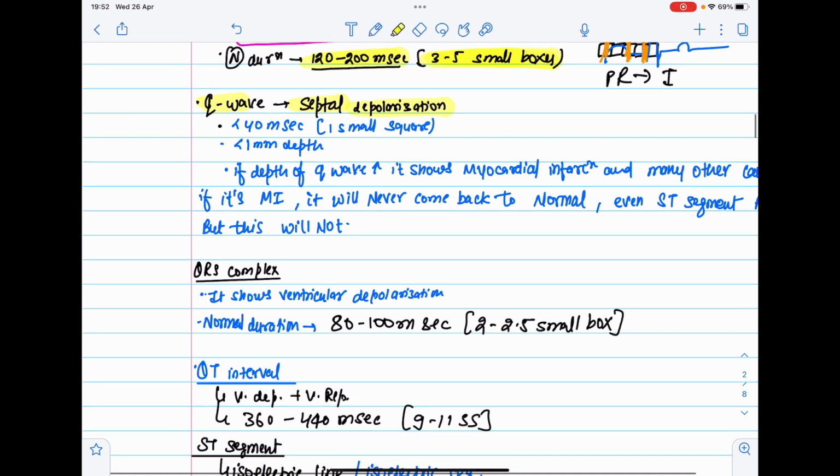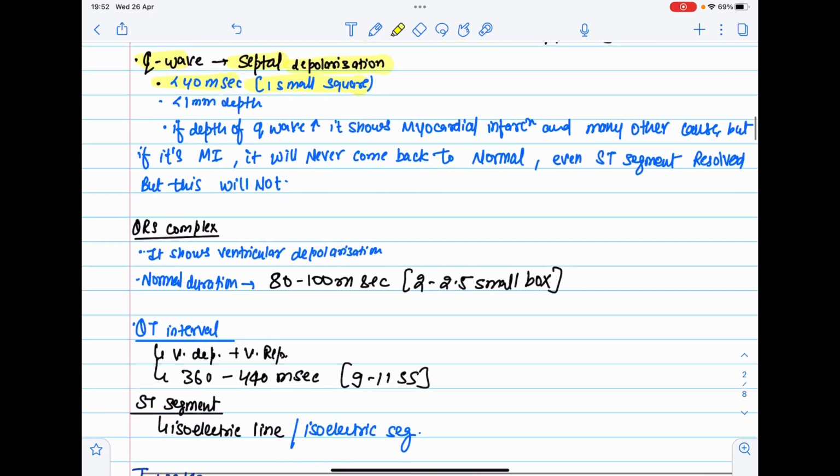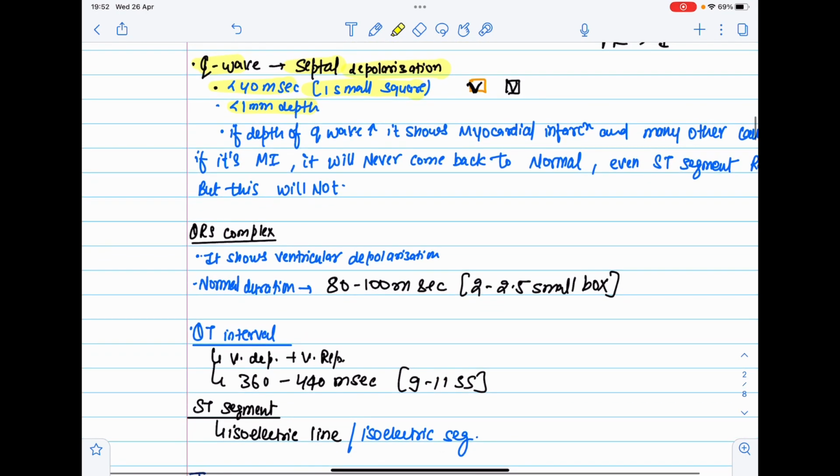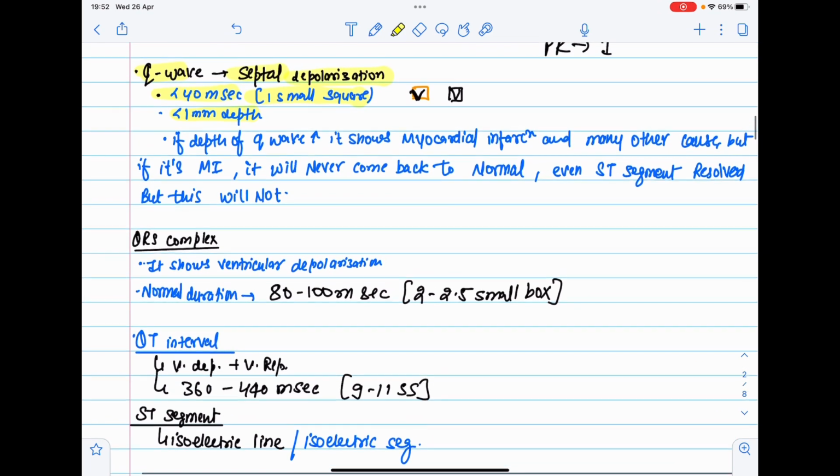And the normal duration of Q wave should be less than 40 millisecond. 40 millisecond means one small square. It means that this Q wave should be within the limit of this small box only. And depth of the Q wave should be less than 1 millimeter. Okay, if depth of the Q wave increases, it shows that it is myocardial infarction.